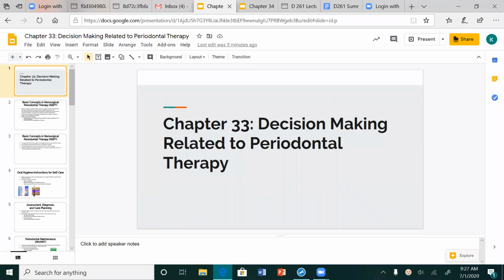All right, guys, so today we're going to go over chapter 33 and 34. This is where we're going to go into the periodontal decision making, basically how we're going to treat our patient depending on what they present with when we first see them. So we're going to start with chapter 33, decision making related to periodontal therapy.